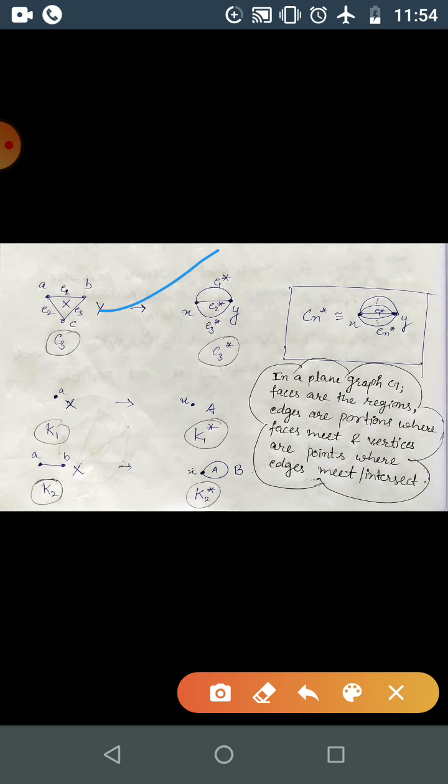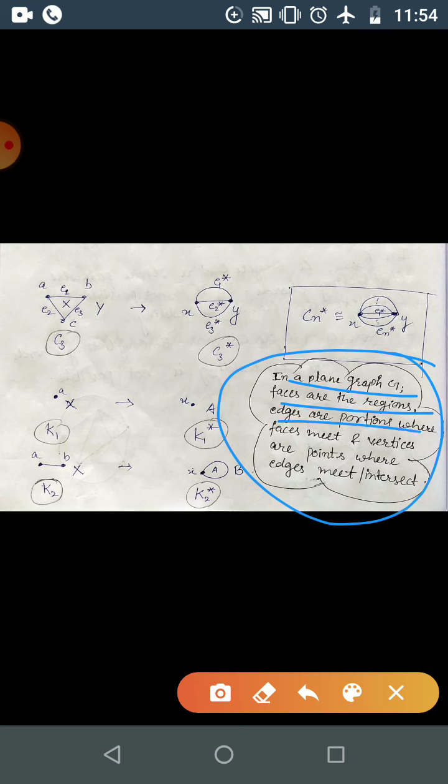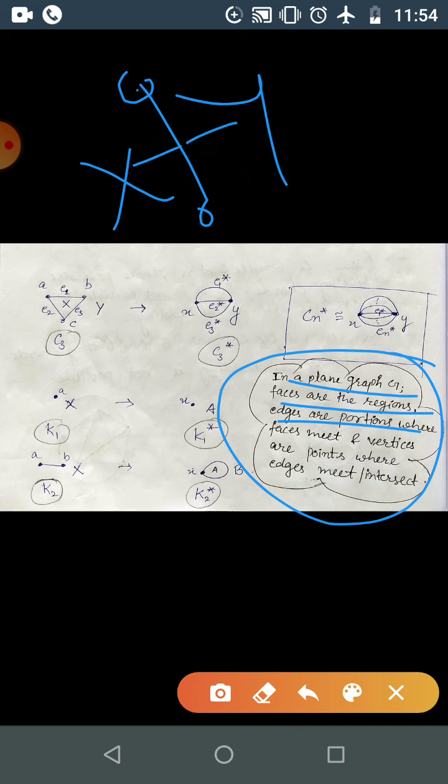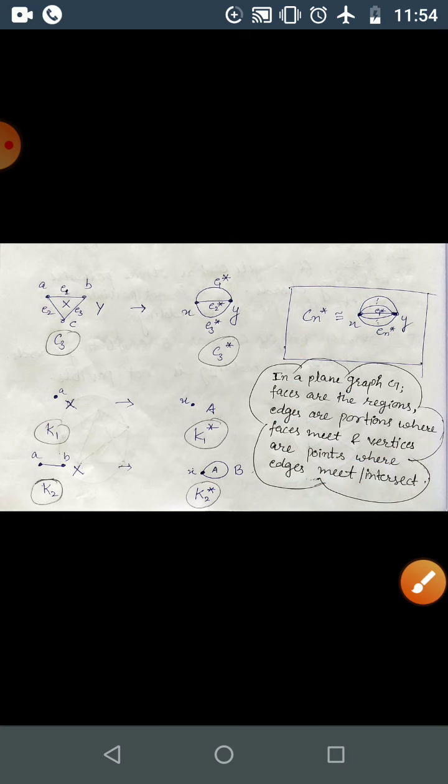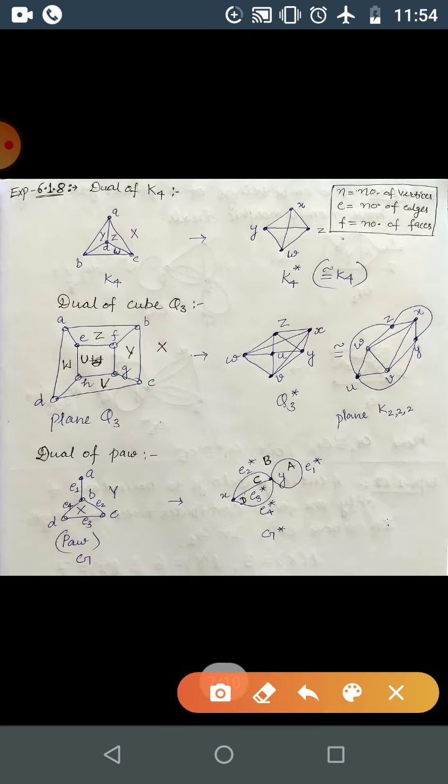Now in a plane graph, you can just see this remark. In a plane graph G, faces are the regions, obviously yes. Edges are the portions where faces meet. Suppose X and Y are meeting at this edge. So these are the portions where faces meet, and vertices are the points where edges meet, or you can just say intersect. So if two edges are meeting at a point, that is known as a vertex. Okay. So that's done. Let's come to find the dual of K4.